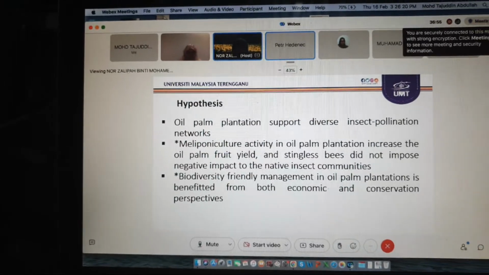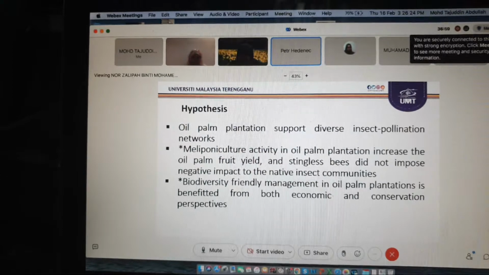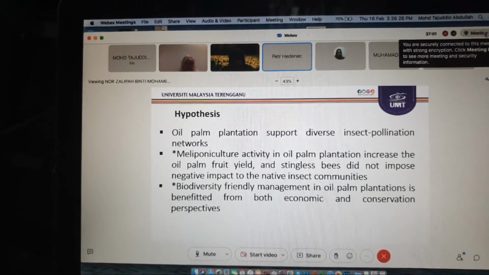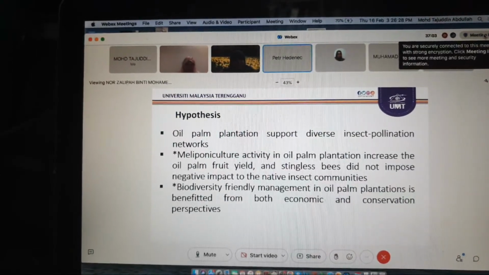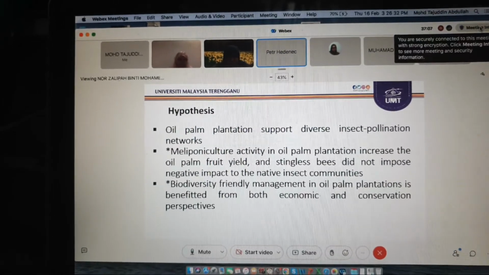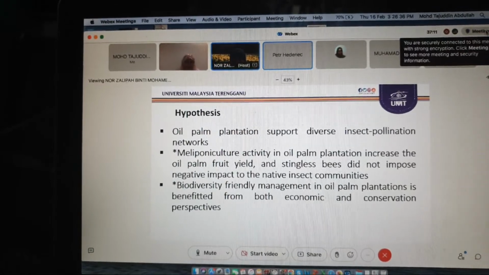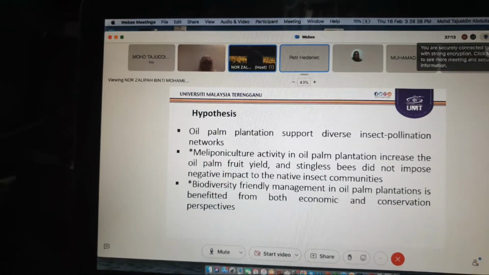Hoverflies also have an impact on the potential pests of the oil palm. The larvae of syrphid flies are predators of aphids and other insect pests, that's right.